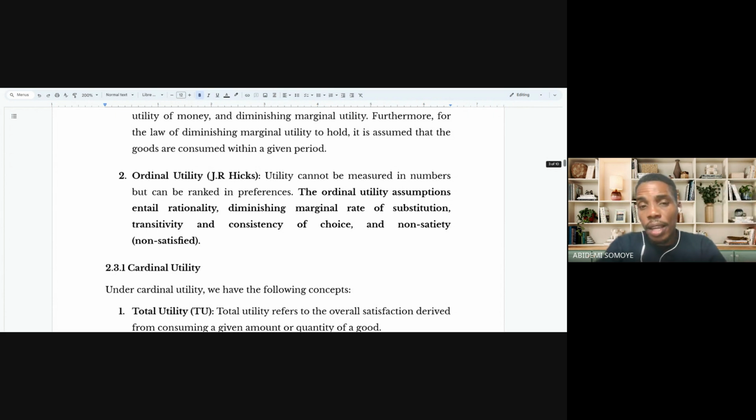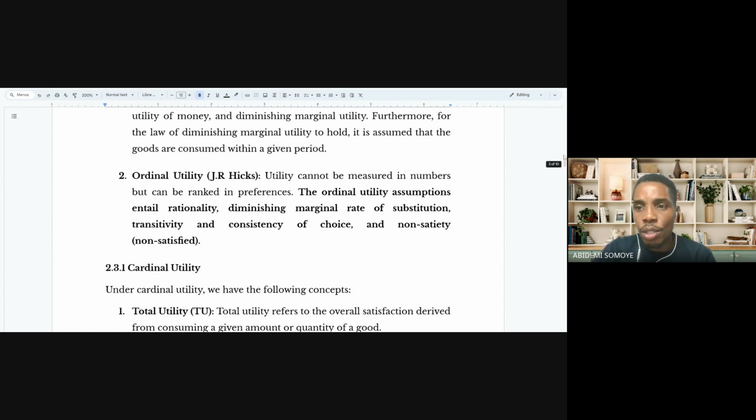The ordinal utility says that utility cannot be measured in numbers, but can be ranked in preferences. The ordinal utility assumptions entail rationality. We've talked about that. Diminishing marginal rate of substitution, we're going to talk about that. Transitivity and consistency of choice, and non-satiation, which means more is better. More of a good is better, which we talked about in axioms of consumer preferences.